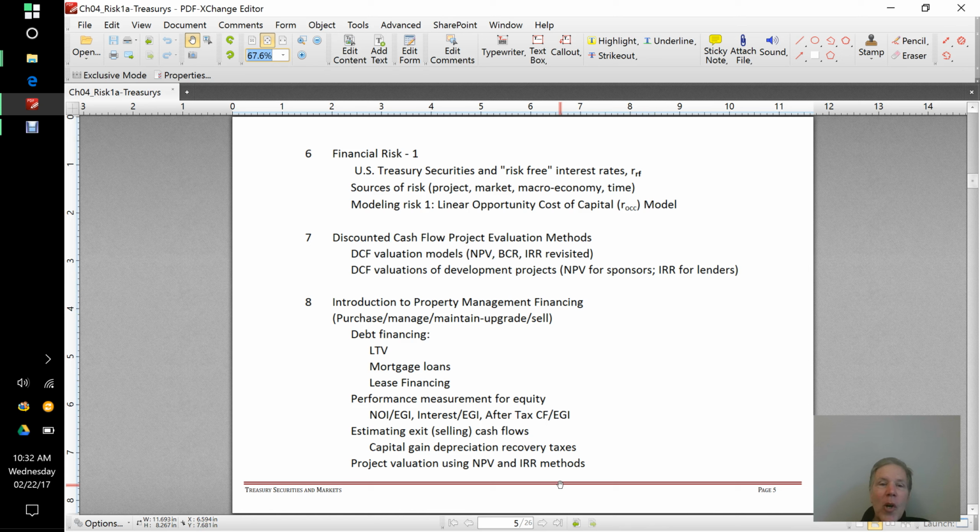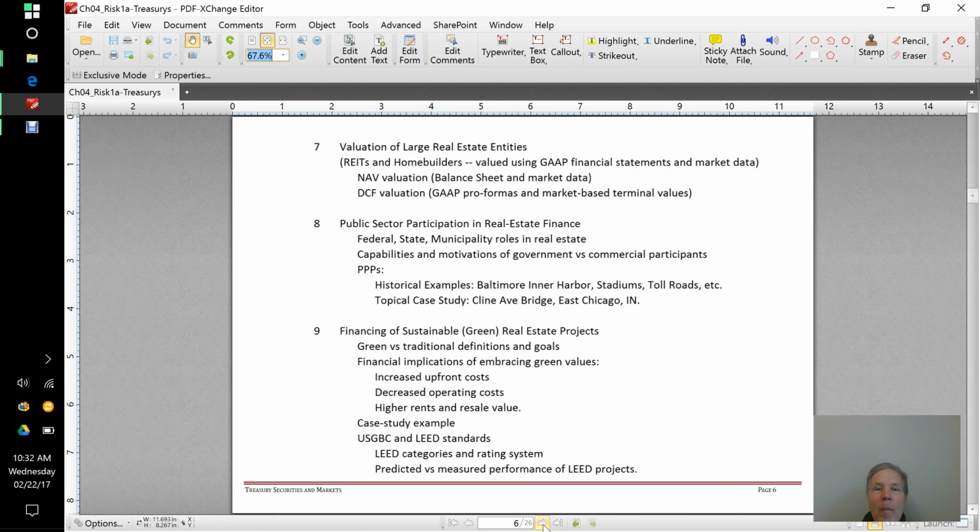So, for example, we will learn about cash flow producing property purchasing, upgrade, management, and sell or recycle. We will learn about valuation of large real estate entities, things like REITs that have a whole portfolio of cash flow producing properties that they're managing.